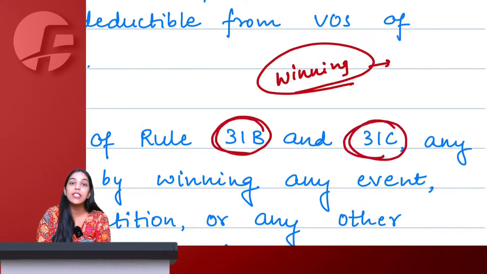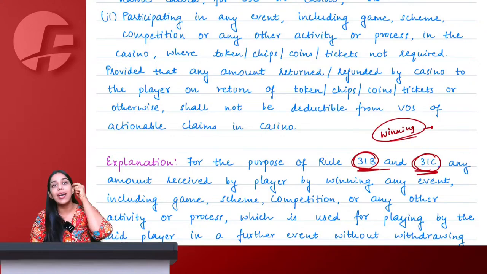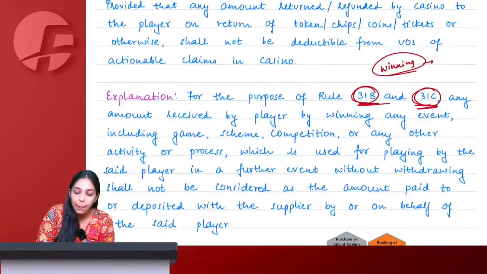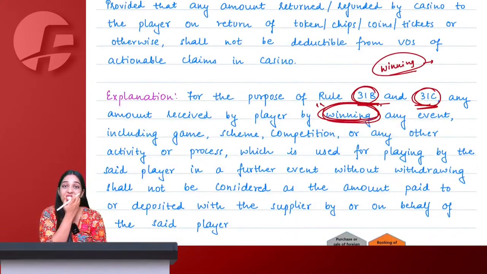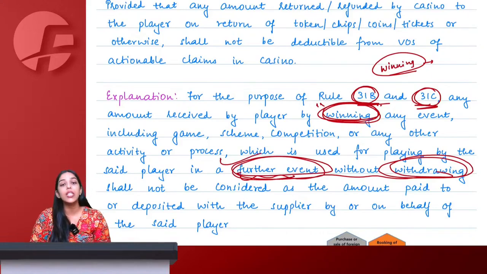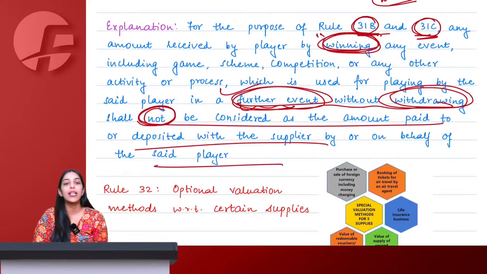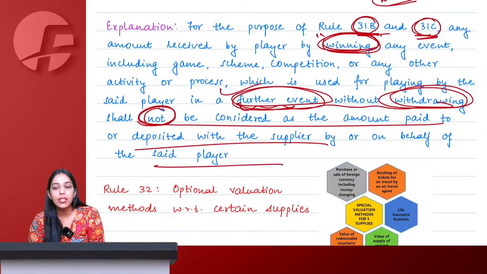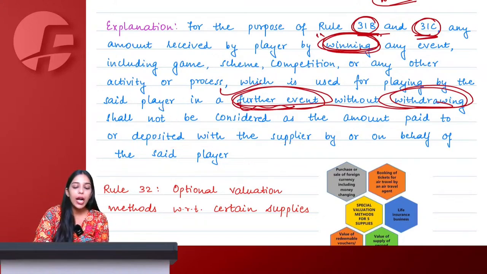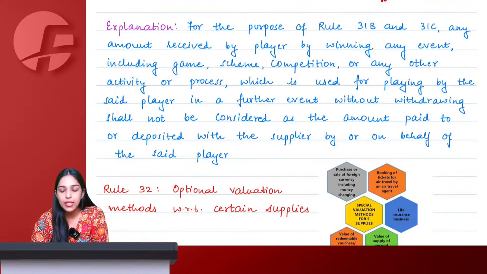For Rule 31B and 31C, only this applies. For Rule 31B and 31C, which is online money gaming and casino. So only and only for online gaming and casino, if I am winning something, and I decide to not withdraw this winning, but to continue using this money only, so without withdrawing, I want to use this winning in a further event, then again this shall not be considered as the amount, and this will again not be taxable under GST. Otherwise than that, 100% of the total amount that I'm putting in the game will be liable to GST.